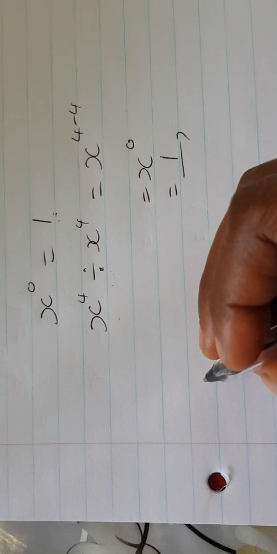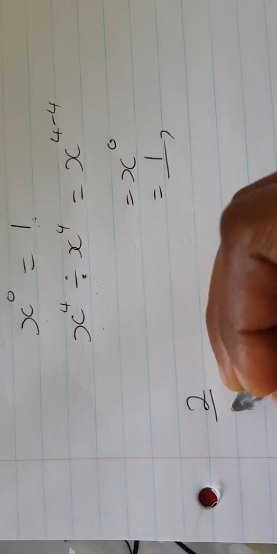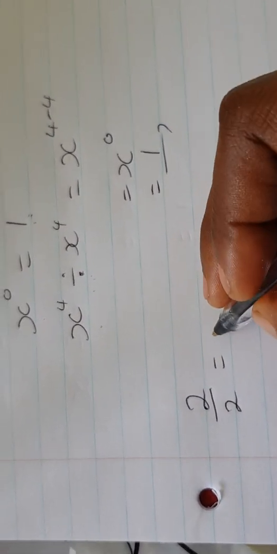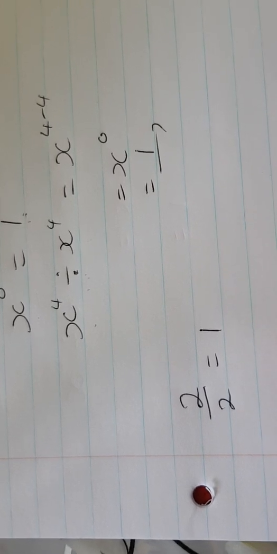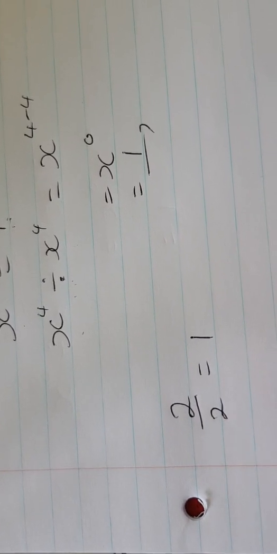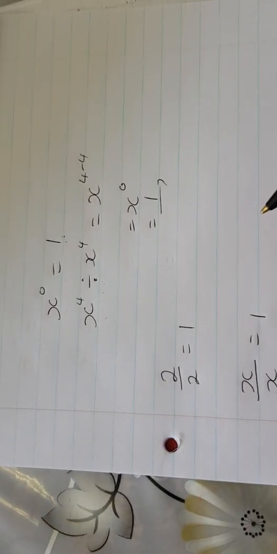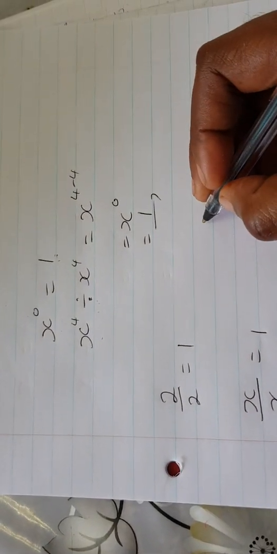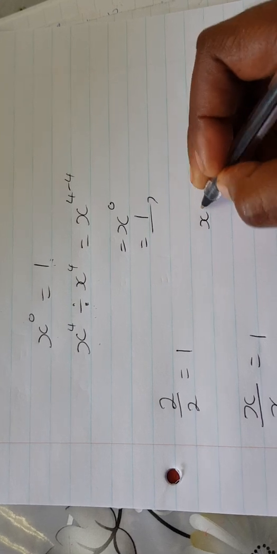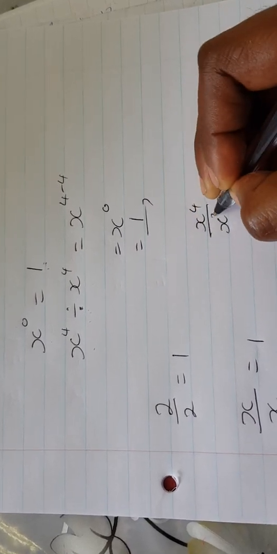And coming to think about it, guys, what happens when we divide a number by itself? Doesn't it give us 1? What about when you divide a variable by itself? Doesn't it give us 1? It does, right? So let's check this one out. They say x to the exponent 4 divided by x to the exponent 4.